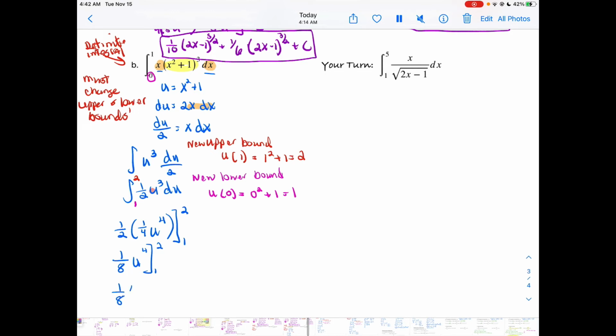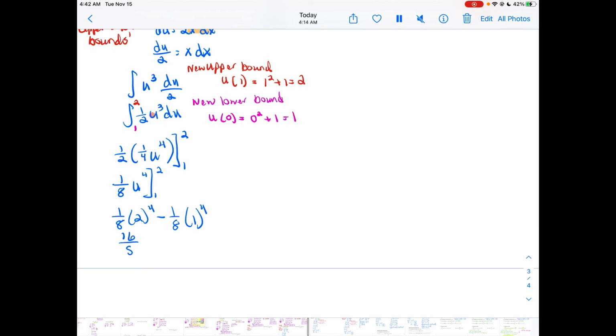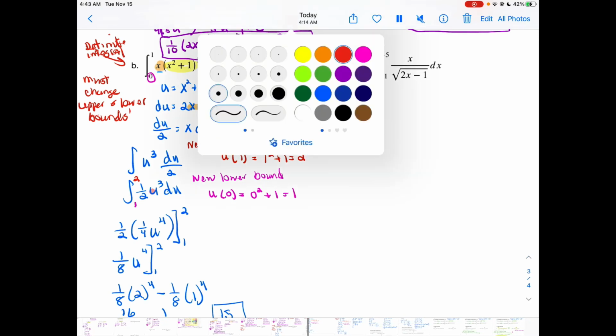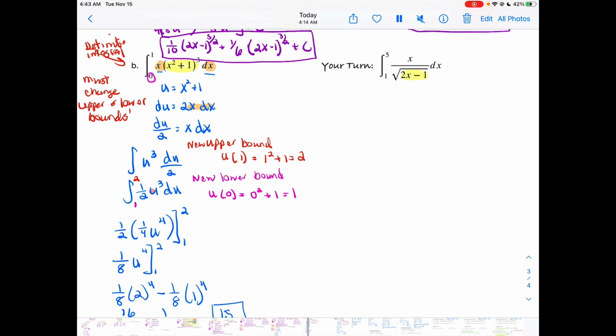Remember for definite integrals, we replace u with 2, and then we subtract replacing u with 1. So big F of the upper bound minus big F of the lower bound, F of b minus F of a. Simplifying this down, I get 15/8 as my definite integral. Okay, I want you to try this next example, doing our definite integral. So identify your inside function.